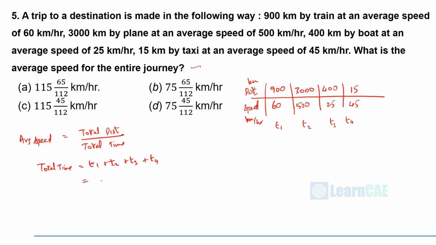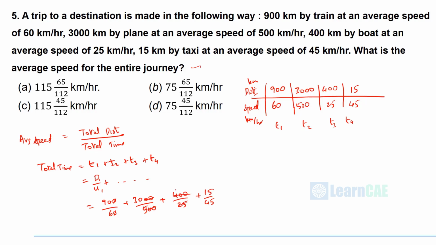We shall substitute the values. T1 is nothing but distance covered divided by velocity. Distance by velocity, D1 by V1. Similarly for the other things. I am not writing one by one. We shall substitute the values and then calculate. D1 is 900 divided by 60 plus 3000 divided by 500 plus 400 divided by 25 plus 15 divided by 45. We shall solve this.